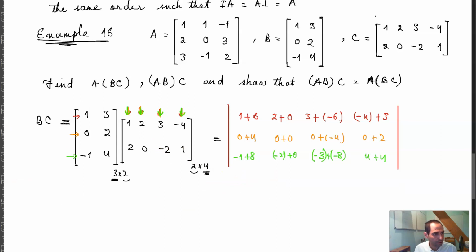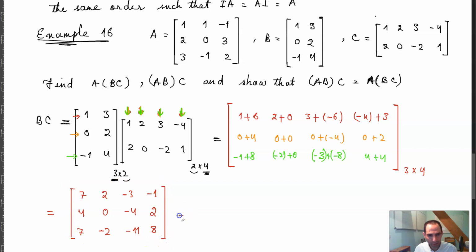So that is now a matrix of order 3 by 4. And so the matrix is nothing but 7, 2, negative 3, and negative 1, and a 4, and a 0, and a negative 4, and a 2, and a 7, and a negative 2, and a negative 11, and an 8. That is my matrix, which is nothing but BC.